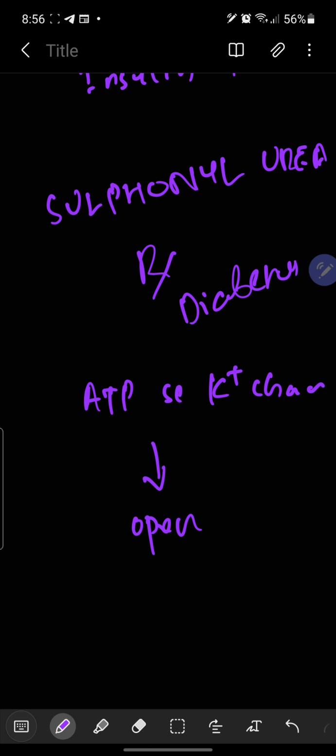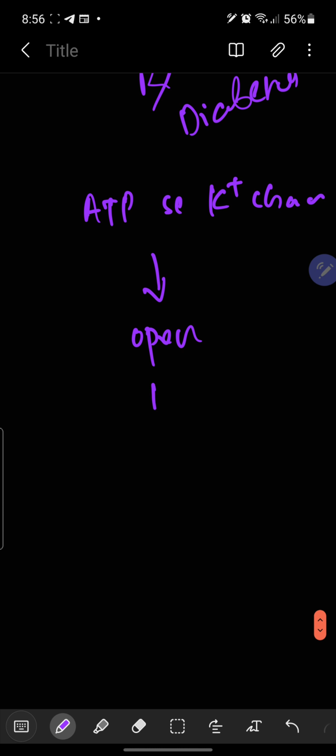Now, there are ATP sensitive potassium channels. When ATP sensitive potassium channels are opened, then we can see that insulin secretion decreases. The reverse of what we have discussed previously. By opening, the insulin secretion decreases.